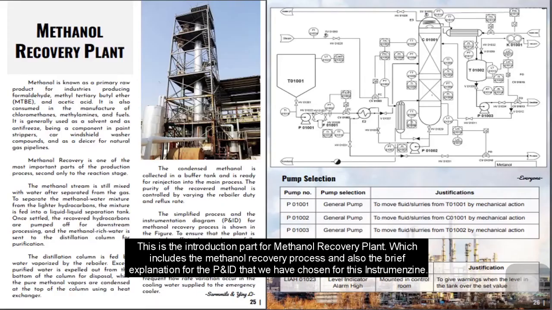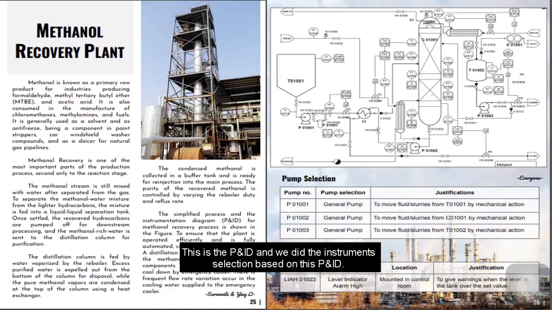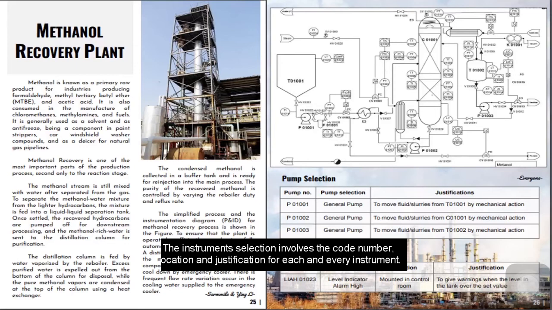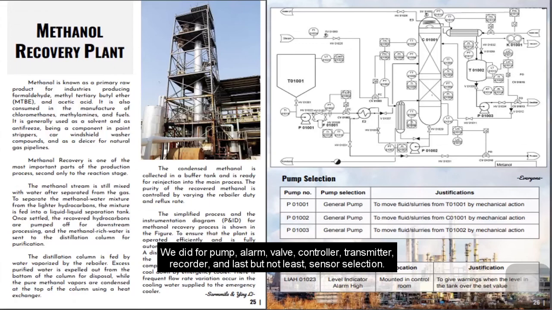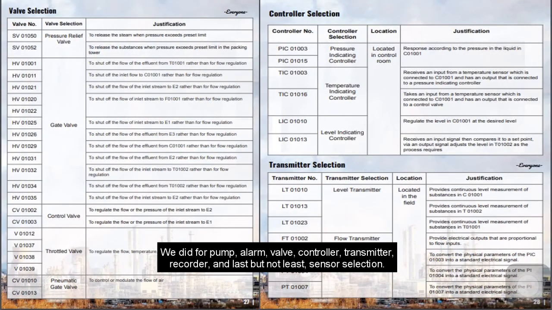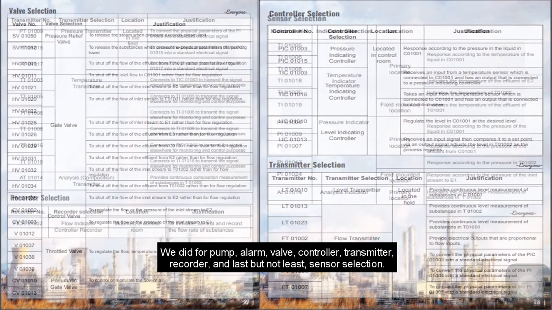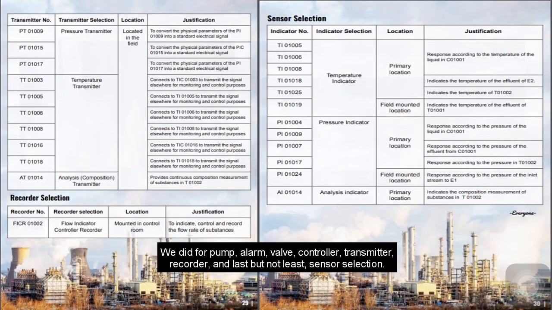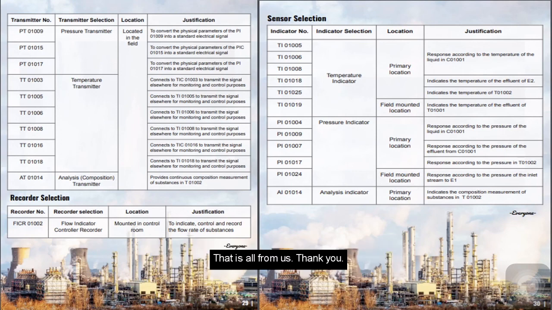Okay, so this is the introduction part for methanol recovery plant, which includes the methanol recovery process and also the brief explanation for the PNID that we have chosen for this InstrumentZine. So this is the PNID, and we did the instrument selection based on this PNID. So the instrument selection involves the code number, the location, and also the justifications for each and every instrument. So we did pump selection, alarm selection, valve selection, controller selection, transmitter selection, recorder selection, and last but not least, sensor selection. So that is all from us.